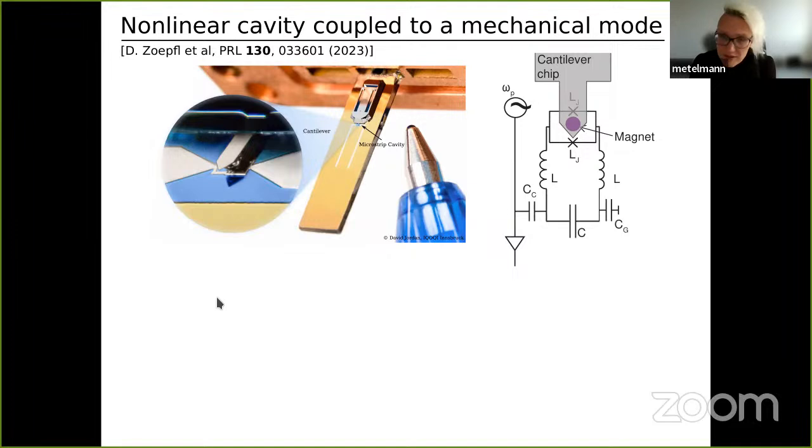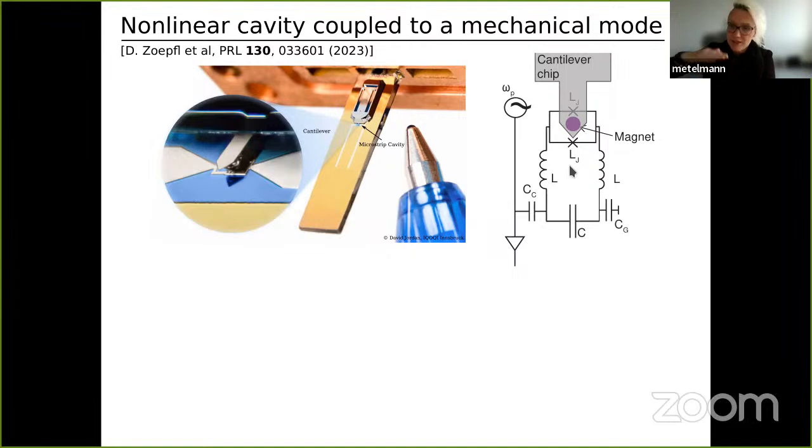And this nonlinearity comes quite naturally in specific setups, as we have here in the setup of Gerhard and his group. So here we have this circuit. We have an LC circuit with a SQUID, so it's a nonlinear resonator coupled to a mechanical element, which is the cantilever. And you can imagine that if the cantilever has a magnetic tip and it moves, it will modulate the flux to the SQUID, and so you have a modulating frequency.